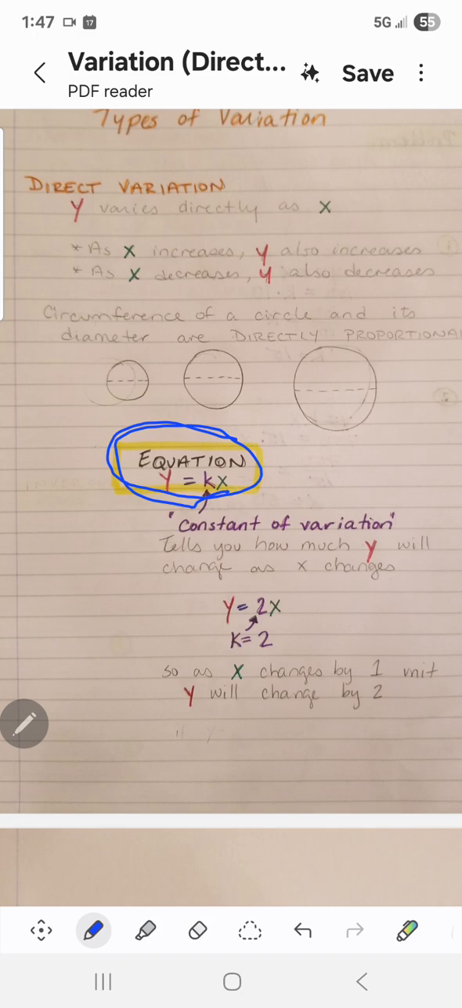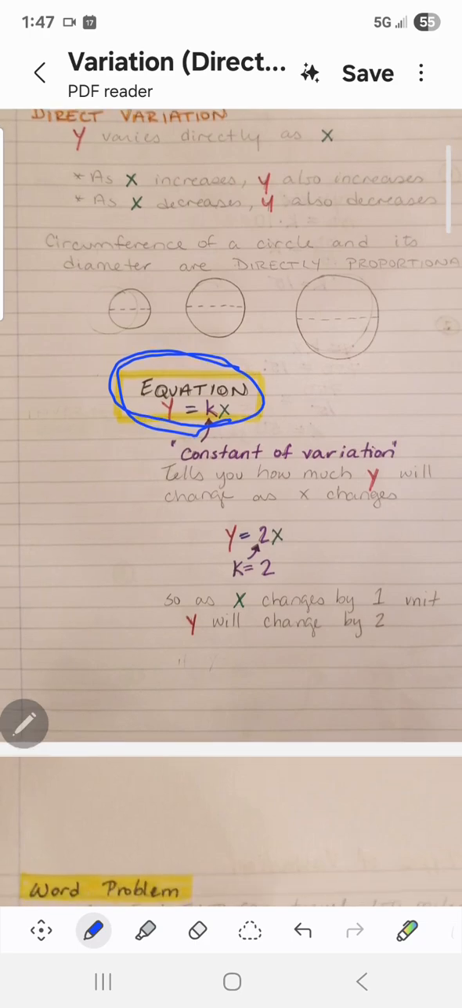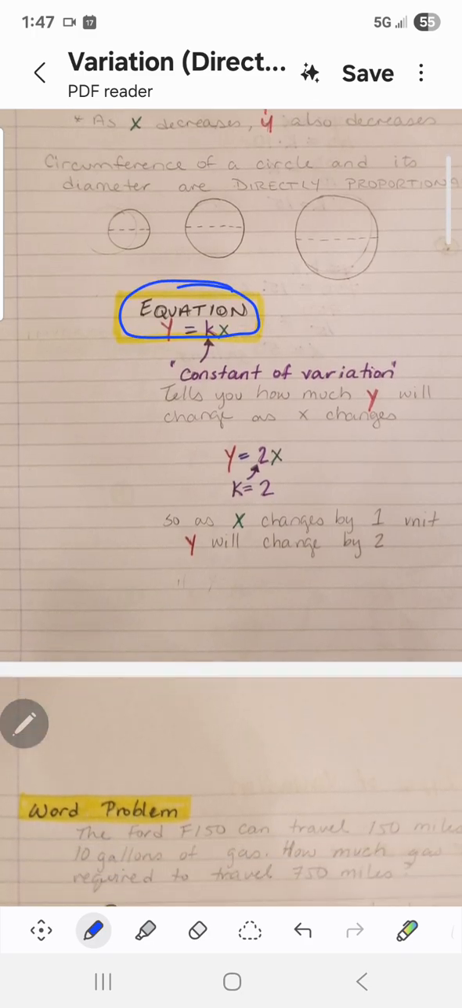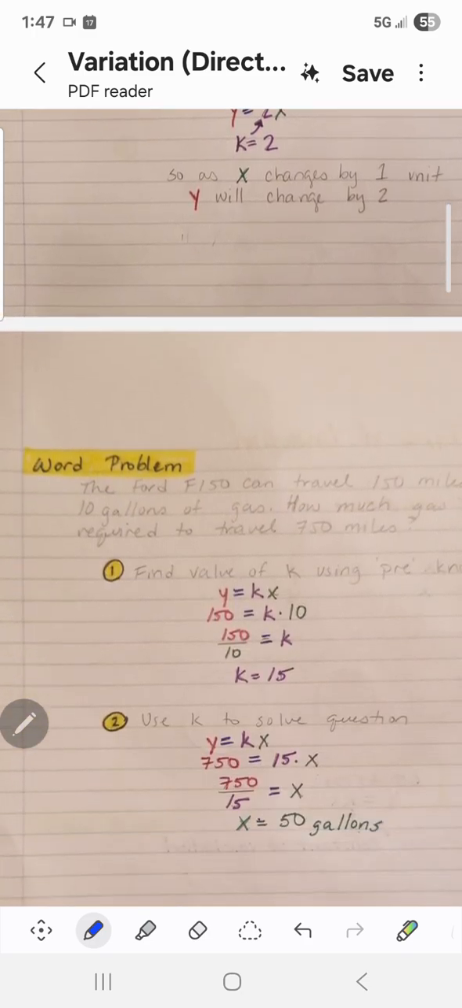K is some constant of variation, and you have to find it every single time you work one of these problems. And that's okay. That's the first part you have to do. It's basically a two-part problem. Find k, and then find the actual answer to the problem. So let's take a look.